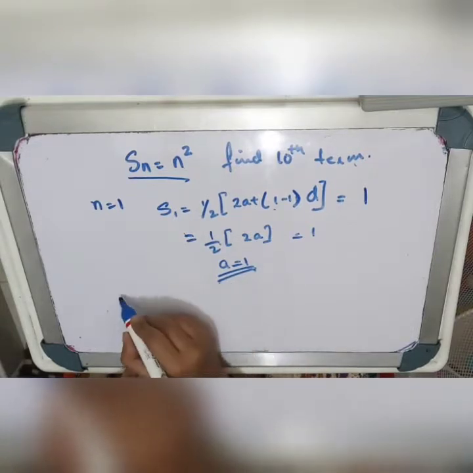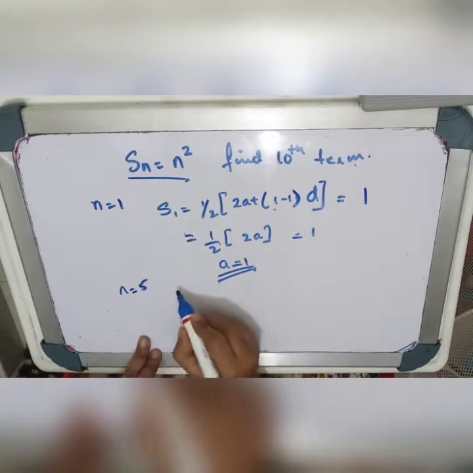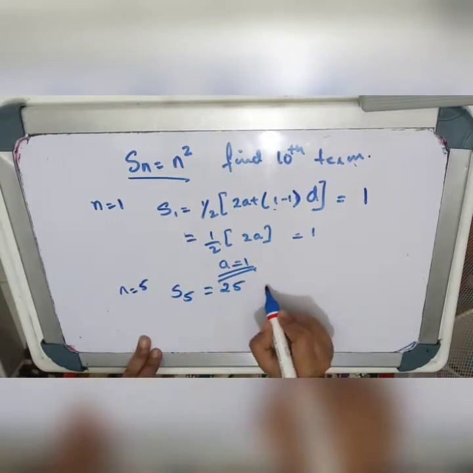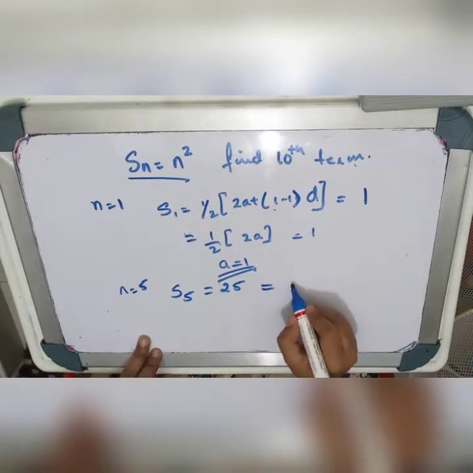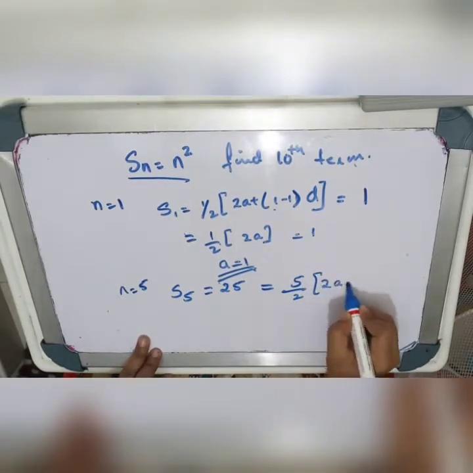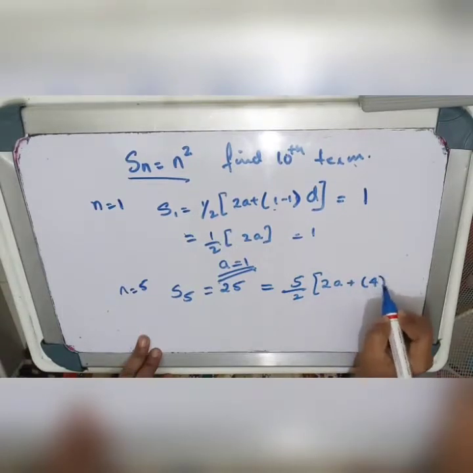Now let's substitute another value, say n is equal to 5, S5. S5 would be n square, therefore 25. That is equal to n by 2, 5 by 2 into 2a plus 4d.